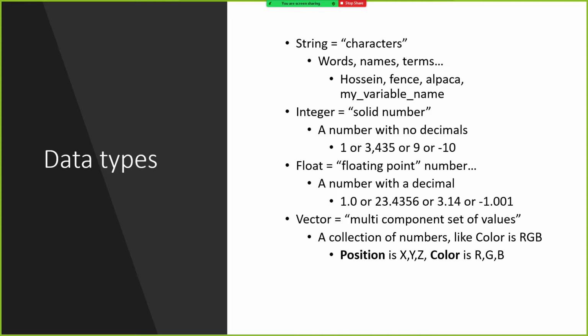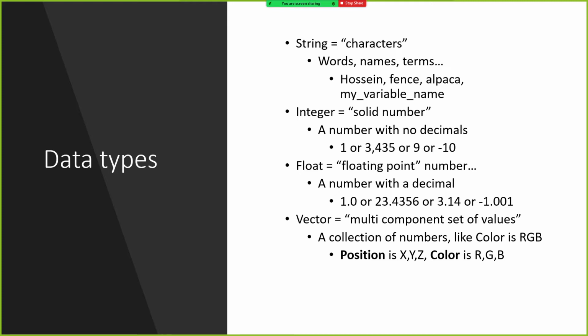If you want a number with a decimal, let's say like 23.4356, or minus 1.001, these are float numbers. They occupy more space on your memory.